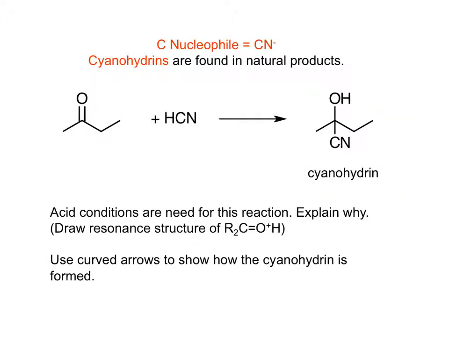Another carbon nucleophile is the cyanide ion. When HCN reacts with an aldehyde or ketone, a cyanohydrin is produced. So stop the video and then use curved arrows to show how the cyanohydrin is formed, and then you can answer this question.